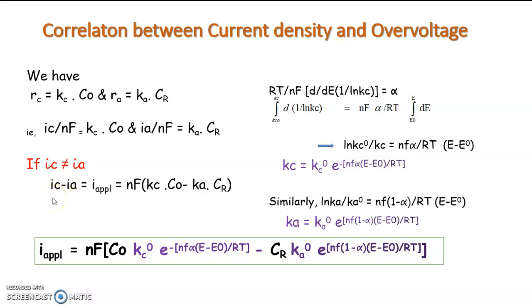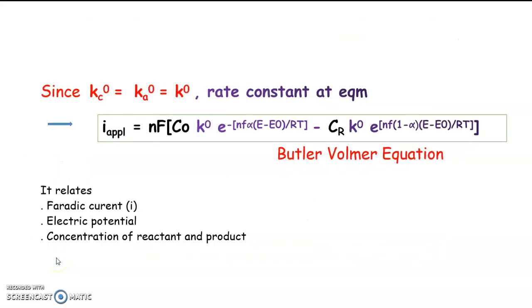Hence, the applied overvoltage, I applied, we write as the cathodic current minus the anodic current, which we can write as nF into, in place of Kc, we can substitute this value, and in place of Ka, we can substitute this value, and we will get the total rate equation for the applied current or overvoltage.